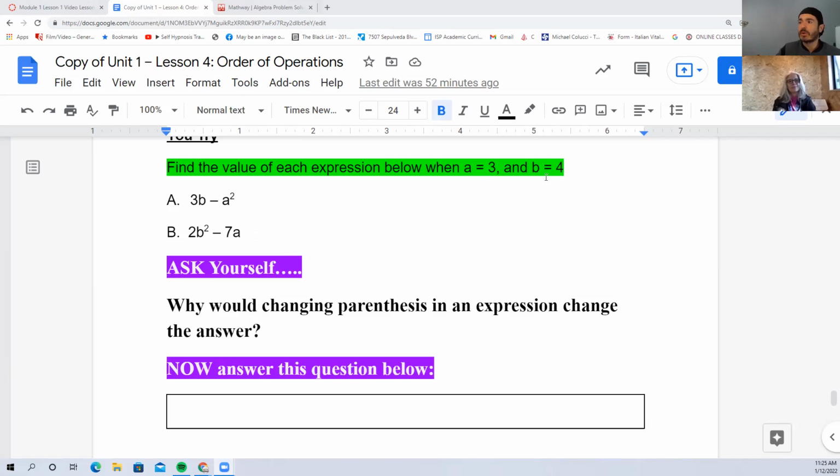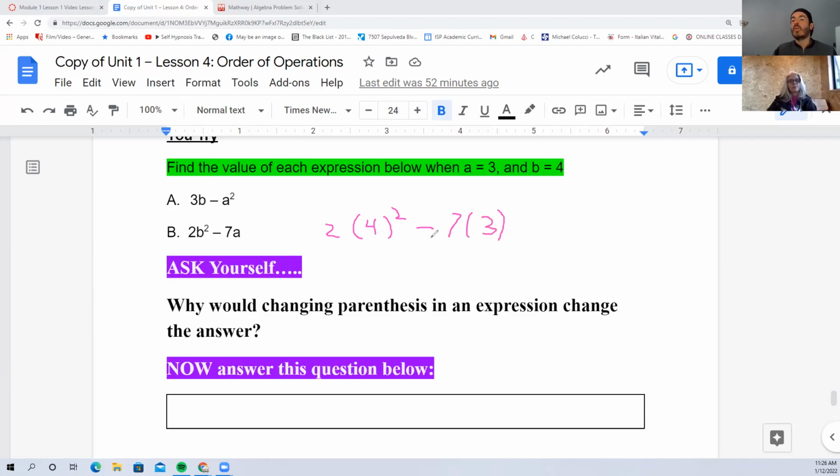So b is equal to 4 and a is equal to 3. So every time I see a b, I'm going to write in a 4. And every time I see an a, I'm going to write in a 3. All right, so I have 2. I'm going to use parentheses here. 4 to the second power. I didn't have to use this notation, but I am, because you're going to see similar notation in the practice problems. Minus 7 times 3.